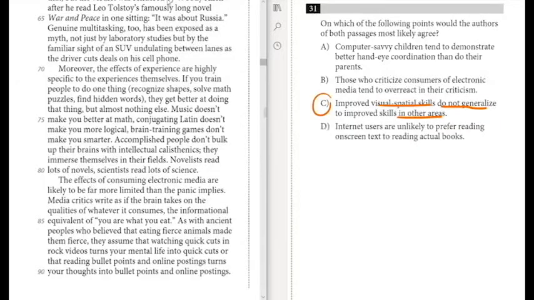The place where passage 2 agrees with this statement comes around line 70. The effects of experience are highly specific to the experiences themselves. If you train people to do one thing, recognize shapes, solve math puzzles, find hidden words, those are the visual spatial skills. They get better at doing that thing, but almost nothing else. So that exactly matches answer choice C. And so we saw both passages agreeing with that statement. And so we're done with question 31.